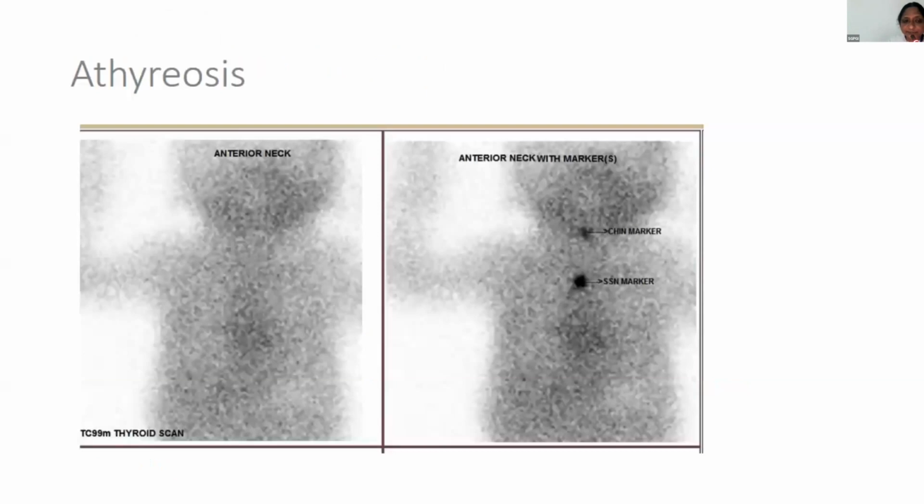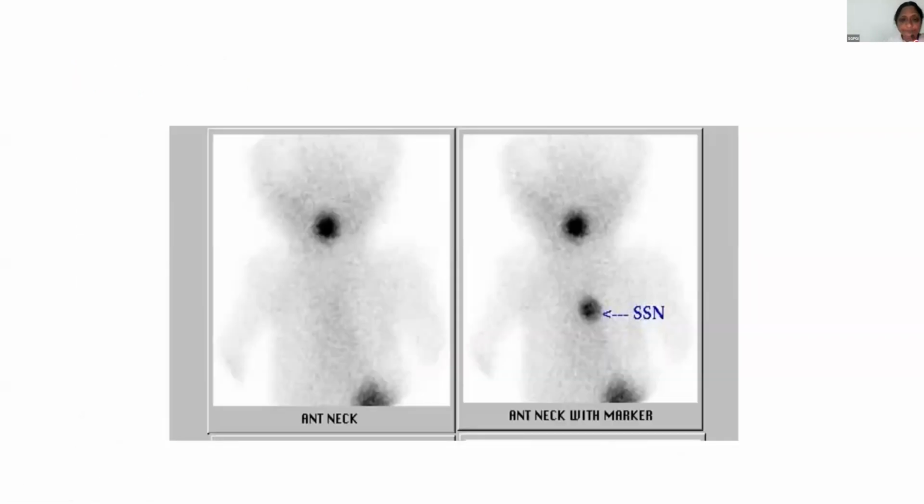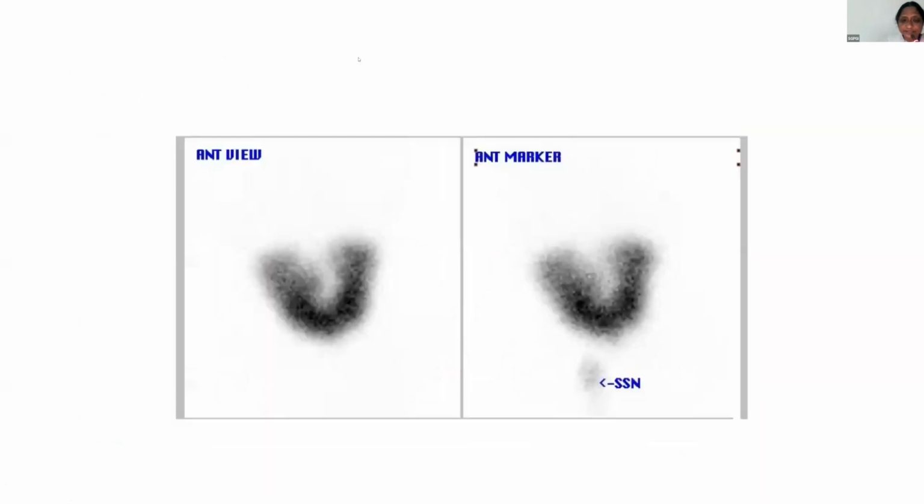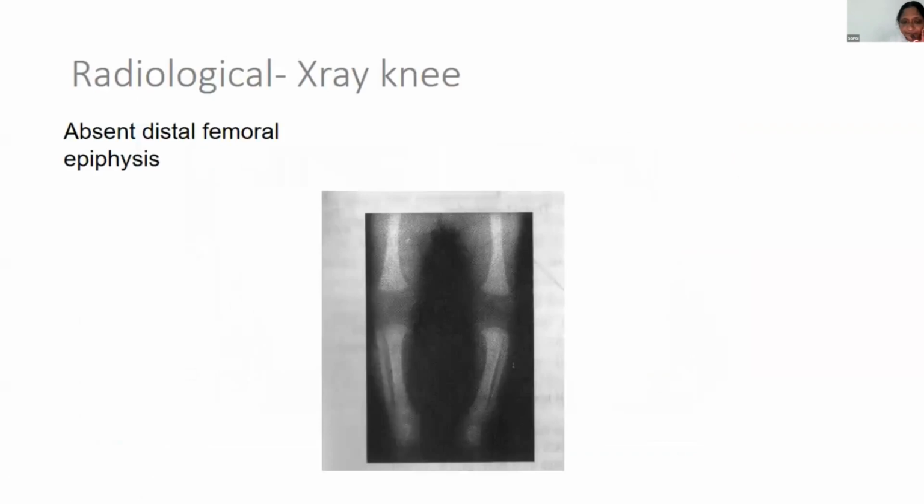So this is a nuclear imaging picture of athyrosis. We can see that in between the two markers, there is no thyroid uptake in the thyroid bed. An ectopia, where you see an avid uptake in the sublingual area. And an enlarged gland. Of course, this child we have to do the perchlorate discharge test for dyshormonogenesis. As I said, absent distal femoral epiphysis shows the severity of congenital hypothyroidism.